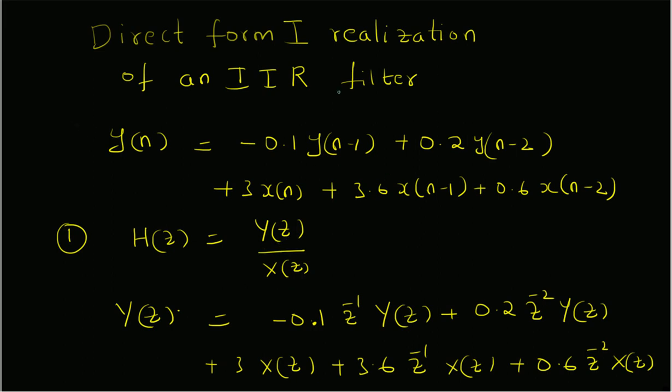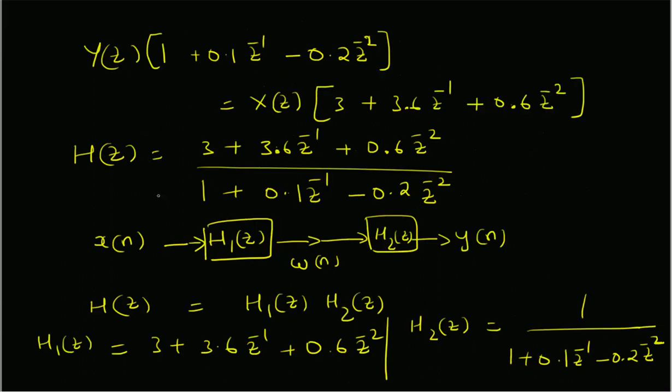By simply applying the z transform to the system equation, we can derive this system function, which is found to be the ratio 3 plus 3.6 z inverse plus 0.6 z power minus 2 in the numerator, and 1 plus 0.1 z inverse minus 0.2 z power minus 2 in the denominator. And now the direct form 1 realization requires the system to be decomposed as one with an all zero system and another one with an all pole system.